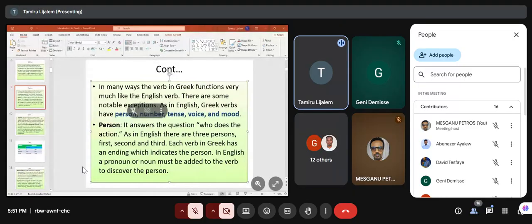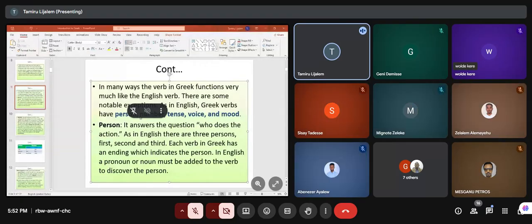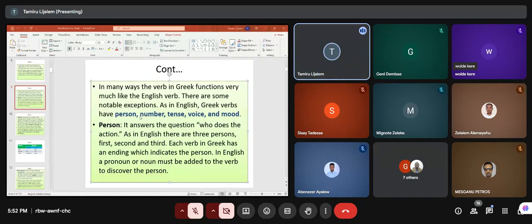Who does the action? We call that one person. So in terms of person, we have three options, three probabilities. Either the first person singular or plural, either I or we. And the second option is the second person singular or plural, you, the same. Third person singular or plural: the singular one is it, she, he, and the plural one is they. So person means who does the action.